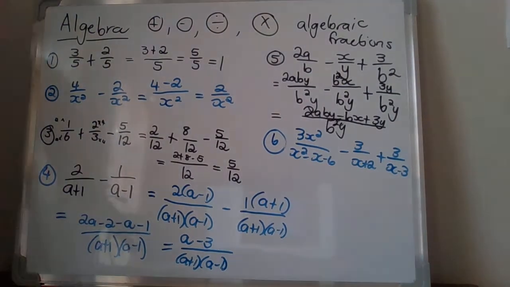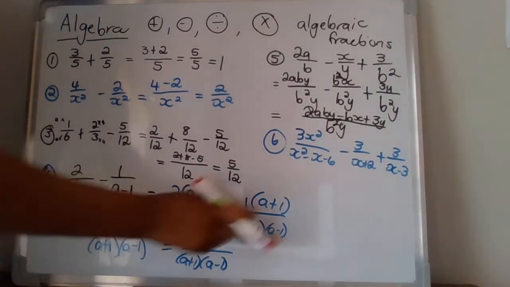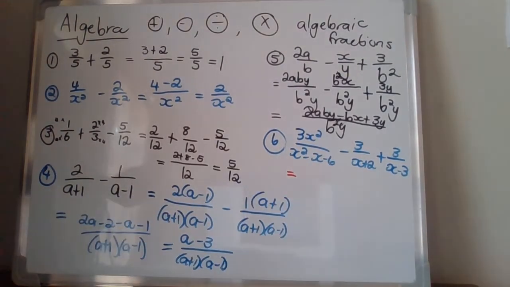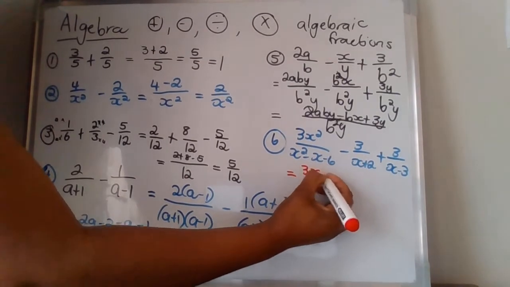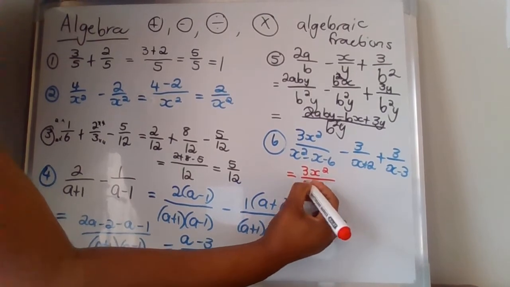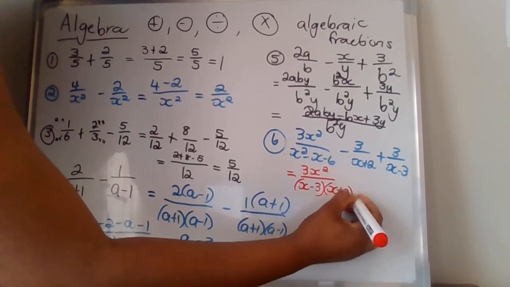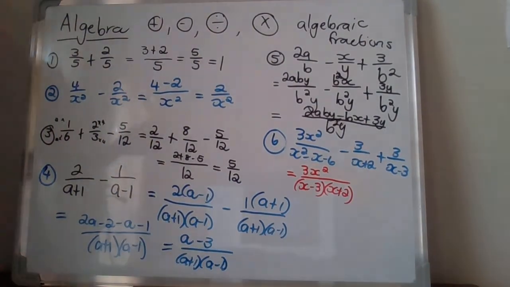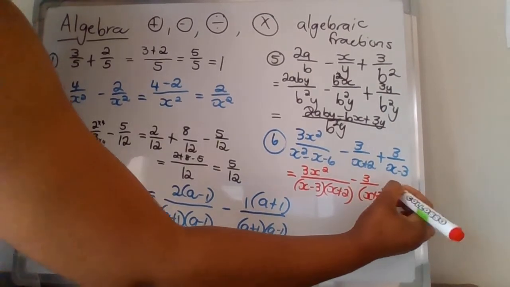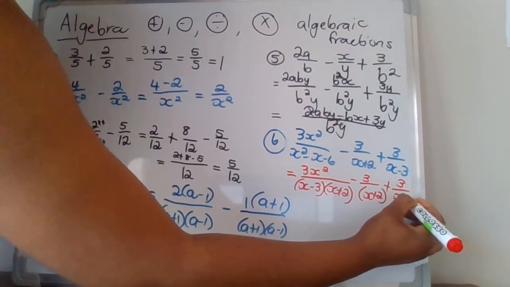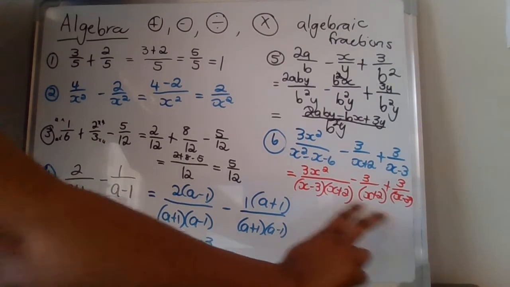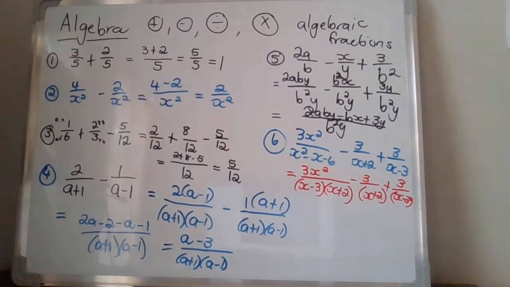Okay. The next one, let me write it in red so we don't confuse it with this one. Here I need to factorize first. Okay, so I need to factorize this denominator to see what factors I get here. So that when I factorize, I get x minus 3 times x plus 2. Okay, so this immediately tells me that my lowest common denominator is going to be this one here because it comprises both the terms there.